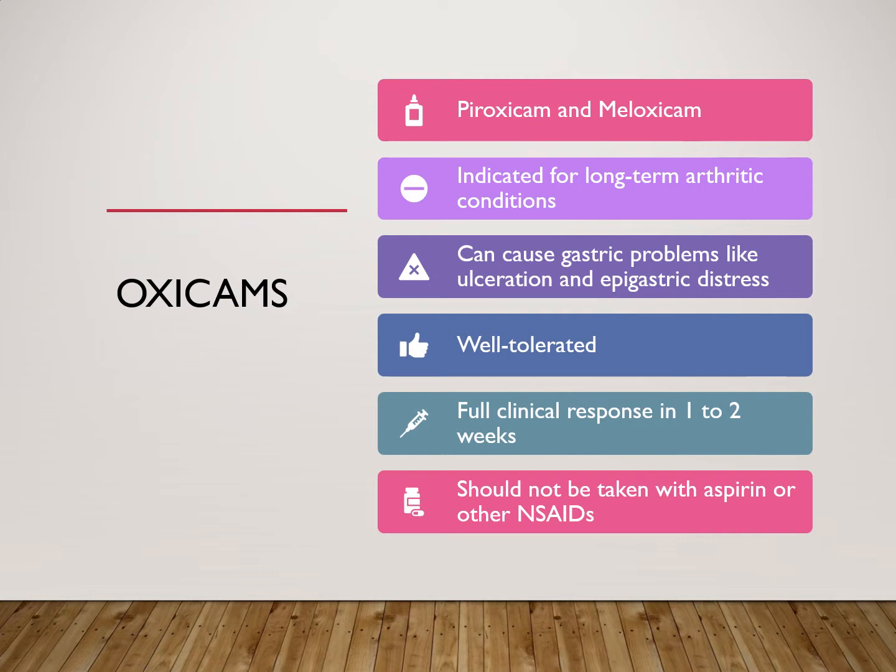Oxicams, piroxicam and meloxicam, are indicated for long-term arthritic conditions. These can cause gastric problems like ulceration and epigastric distress, but they're well tolerated. You'll have full clinical response in 1 to 2 weeks. They should not be taken with aspirin or other NSAIDs. They do tend to have fewer side effects, but gastric irritation is a very common complaint, especially if they take it without food. These meds may increase sodium and water retention, so again, we have to look at our patients with high blood pressure or cardiovascular disease. Caution patients against drinking alcohol because, again, this can increase the risk of GI irritation.